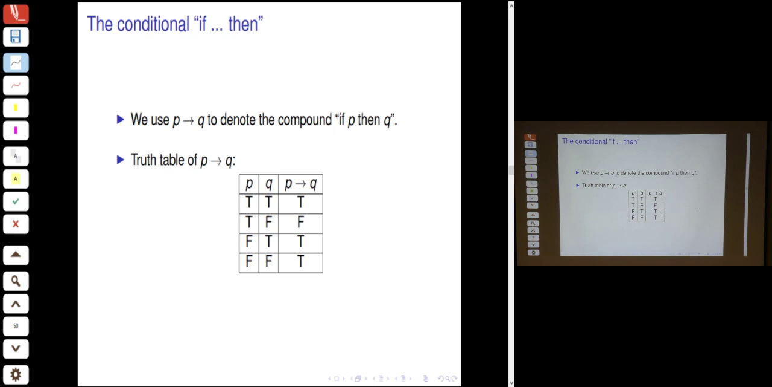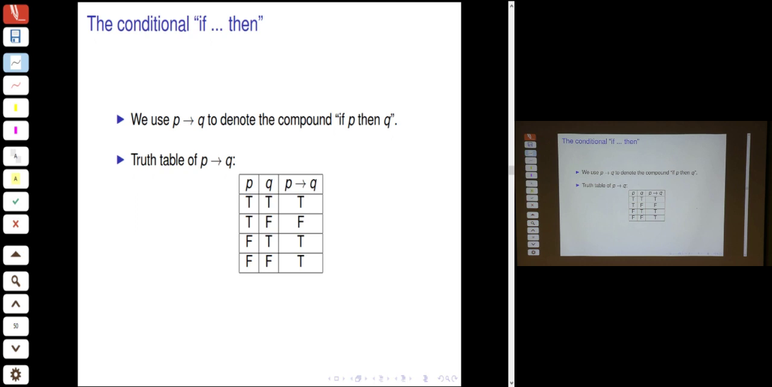If P is false, then according to this table, we set the truth value of this arrow to be true. Right. It doesn't matter what Q takes. As long as the premise, the hypothesis, is false, the whole if-then, the whole compound, is true. Right? So this is counterintuitive, especially if you read P arrow Q as P implies Q, right?